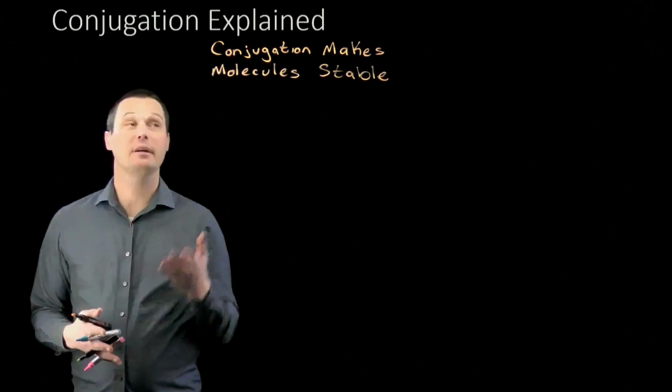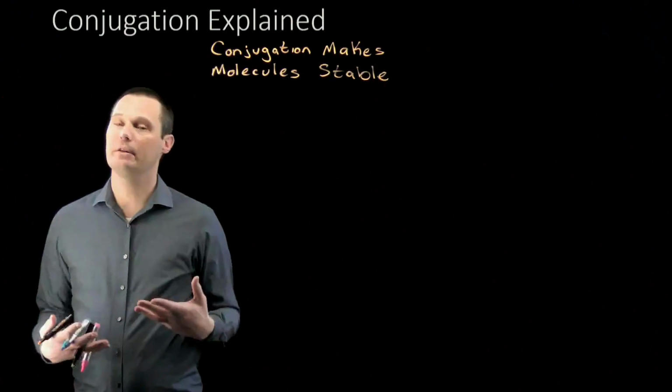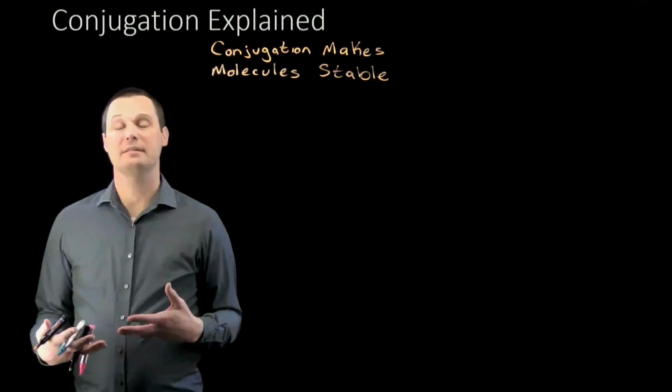Instead, the reason for this video is to talk about why conjugation is an important concept in organic chemistry. And it's simply this. Conjugation makes molecules more stable. Conjugation is the basis of resonance.